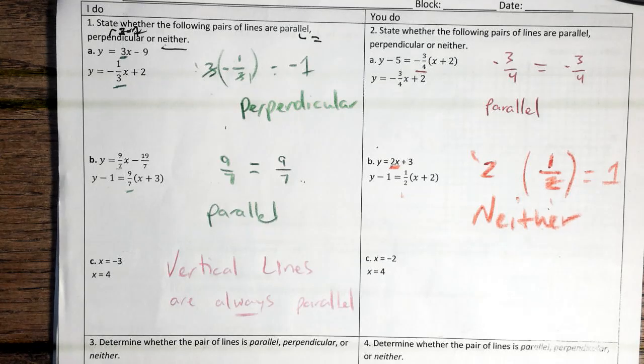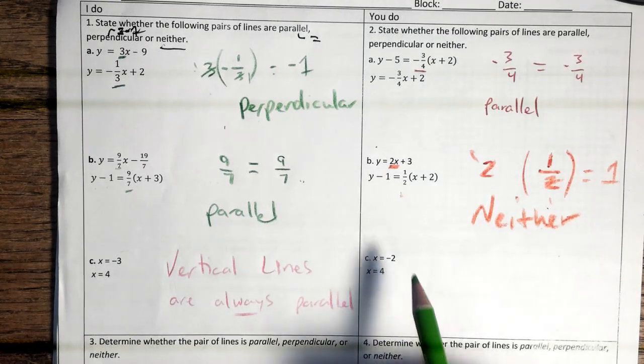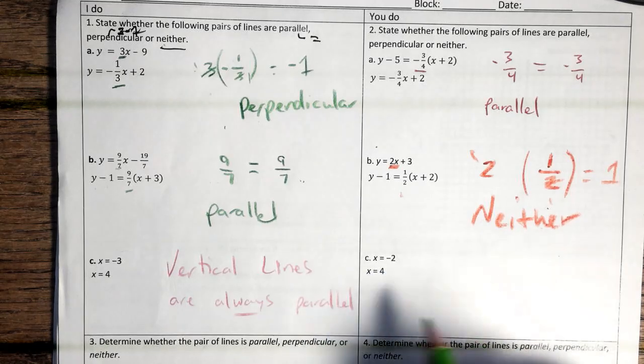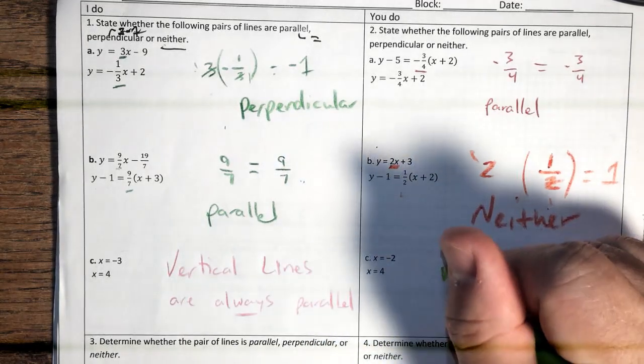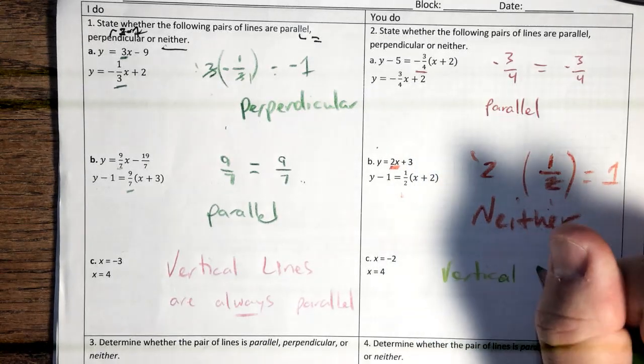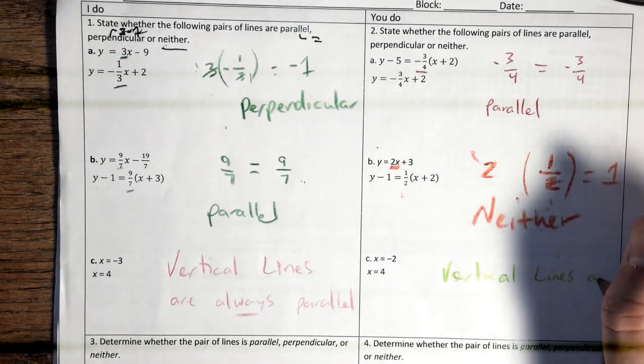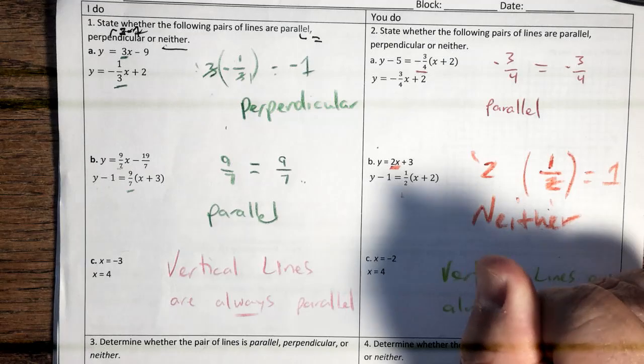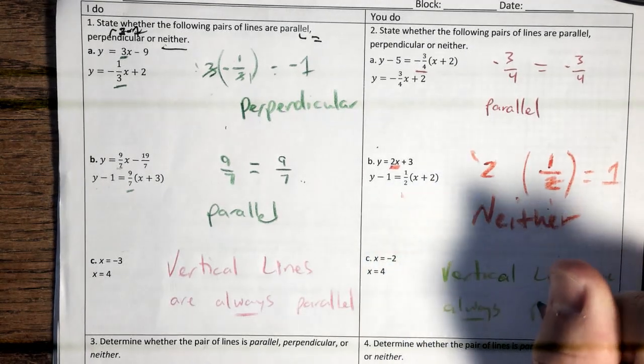All right, and then lastly, part C here. We've got another y equals negative 2, y equals 4. This is y equals a. These are vertical lines. And vertical lines are always parallel.